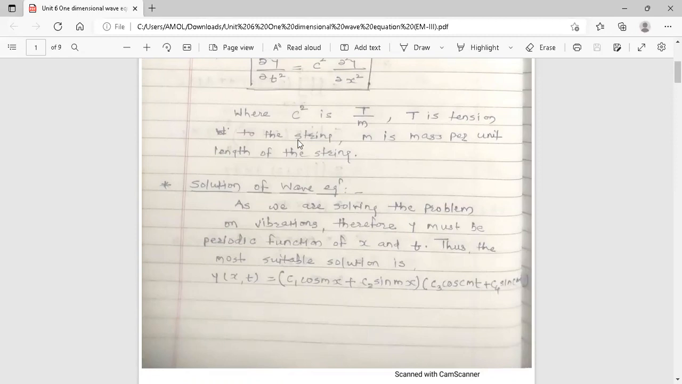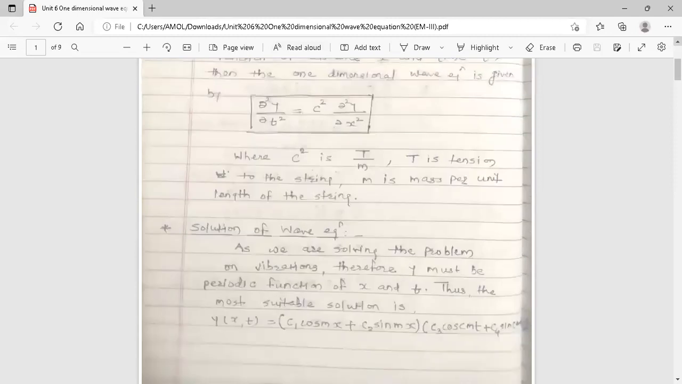We remember this solution. Here, in place of c square, which is T upon m, we can denote it by another letter also, a square or p square. If in the given example the notation is c square, then in the solution also the second bracket term is c3 cos cmt plus c4 sin cmt. If it is a square in place of c square, then in your solution also there will be a change. In the second bracket, the term will be c3 cos amt plus c4 sin amt. So remember the change. And if c square is absent, that is, its value is 1, then it will be absent in the solution also.